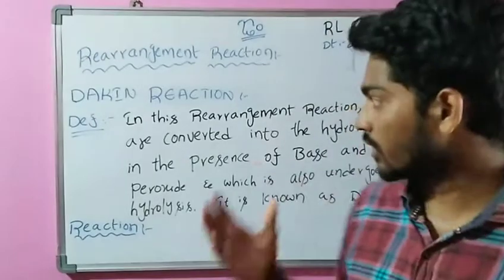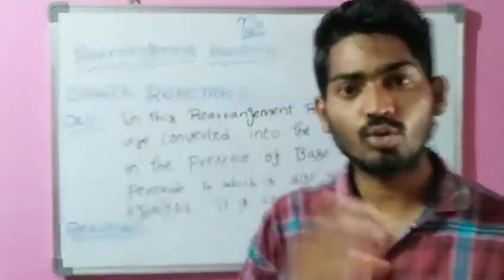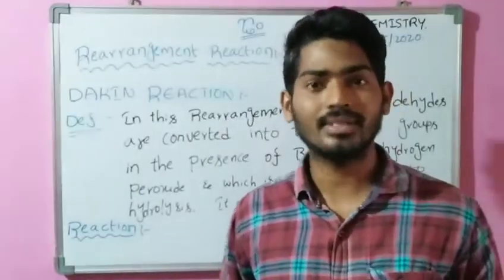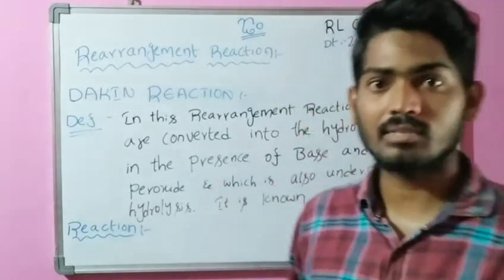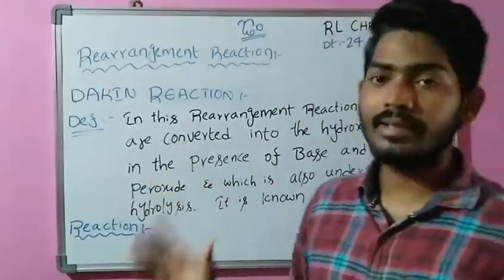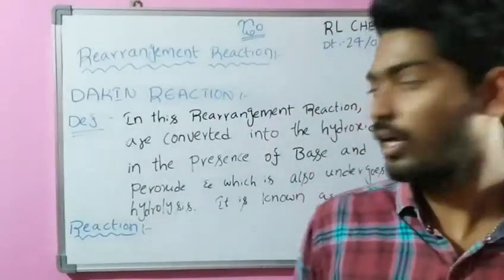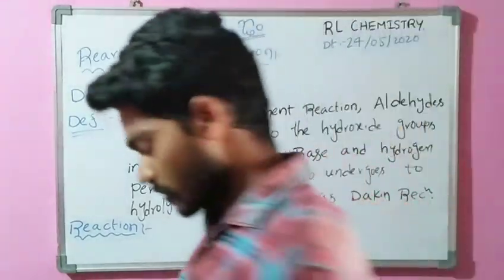Simply, what is the Dakin rearrangement reaction? Aldehydes are converted into hydroxyl groups in the presence of base and hydrogen peroxide, and hydrolysis takes place. Then this reaction is known as the Dakin rearrangement reaction. This is the definition. Now coming to the reaction of the Dakin reaction.